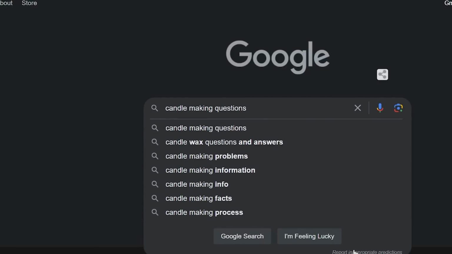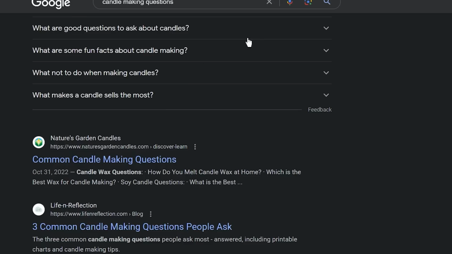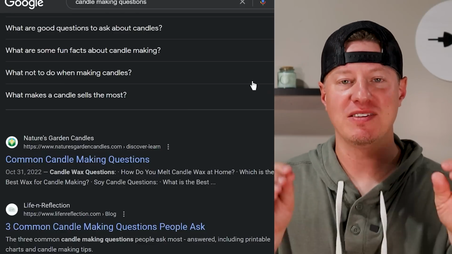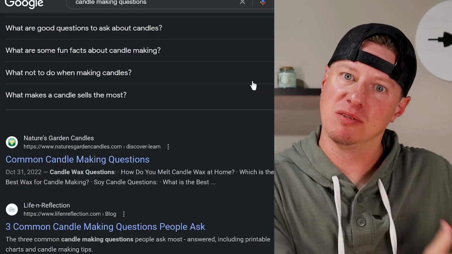Hey, look, that came right up. Now, on Google, it lists specific questions that people ask. So rather than going through articles and blog posts and all that kind of stuff, we're just going to go straight to the questions. We're going to start with what we see here, and then every time we dive into one, it should give us some more to answer.